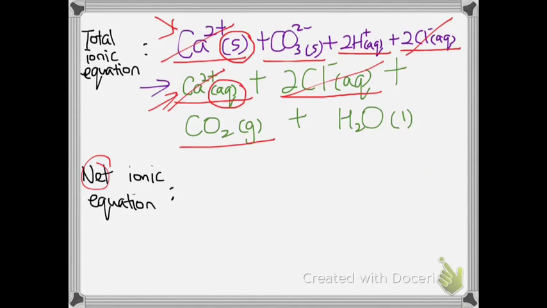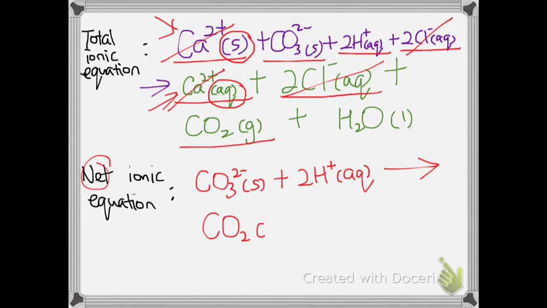Therefore, the net ionic equation should be the carbonate reacting with acid, the H+ ions, to give you carbon dioxide gas and water. And this, ladies and gentlemen, is the net ionic equation for an acid-carbonate reaction.